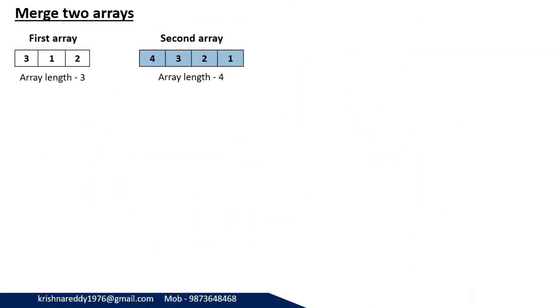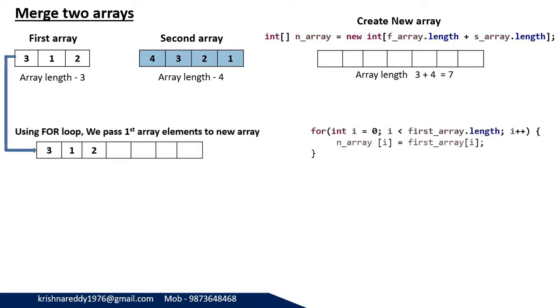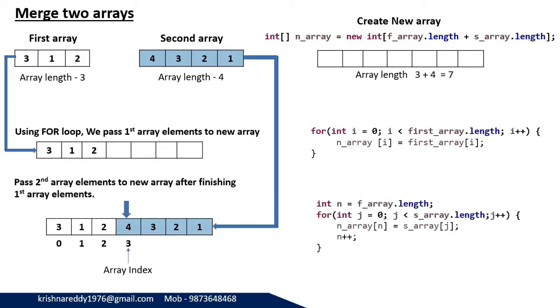Now we can understand how to merge two arrays. To merge two arrays in Java, there is a pre-written function called array copy. But for better understanding purpose, I write a simple code for merging two arrays. First we create an array. Its length should be first array length plus second array length. Using for loop, we copy the first array elements to new array. Then we copy second array elements to new array after finishing last index of the first array. That's it.